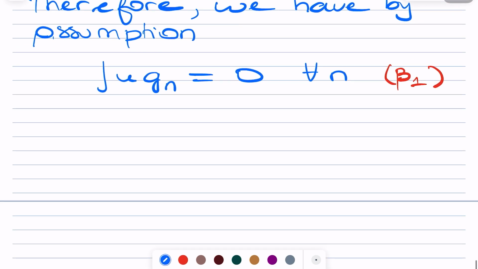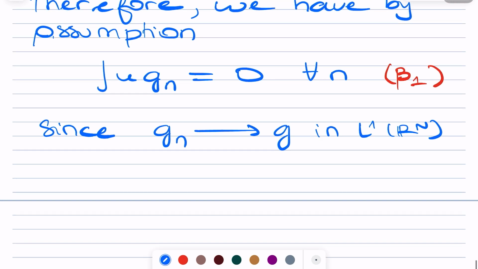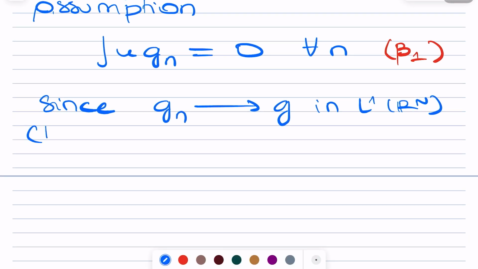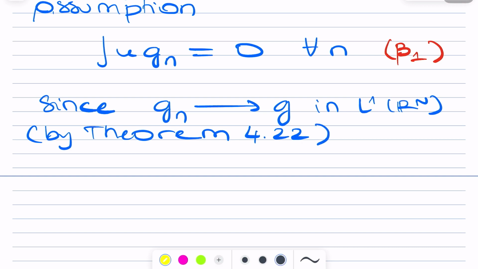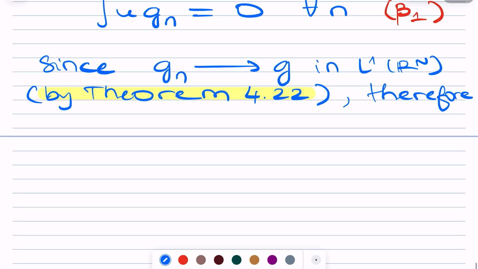Okay, now since Gn actually converges to G in L1 of Rn, because this is by theorem, we just refer to the corresponding theorem. This is by theorem 4.22, the theorem we just proved. Right, therefore, we know that strong convergence in LP implies the existence of a subsequence that converges pointwise up to a null set.